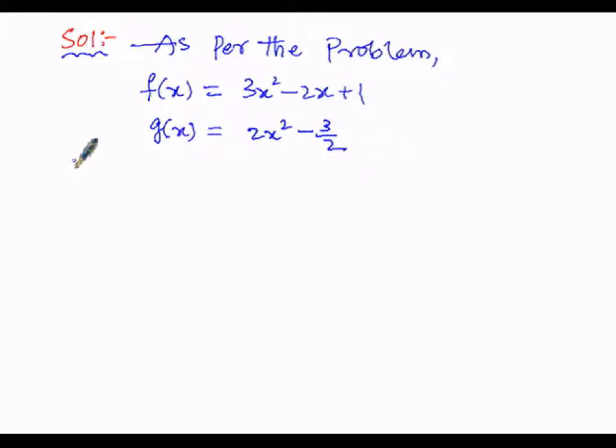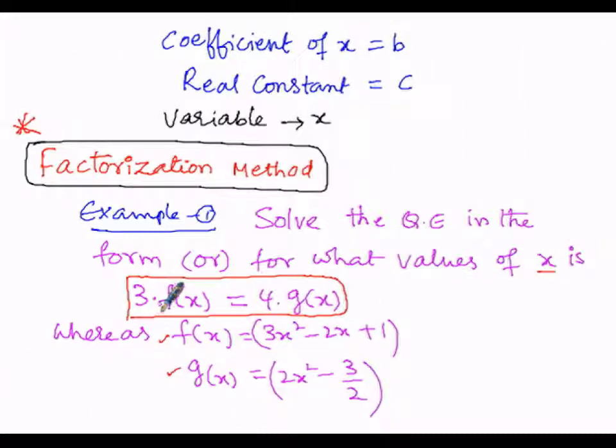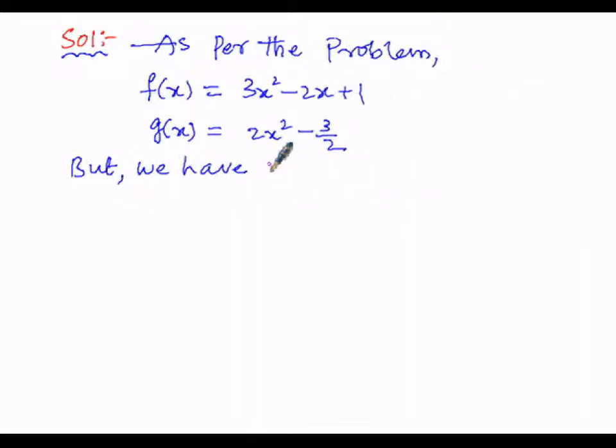As per the problem, the condition which is given for us is 3 into f of x is equal to 4 into g of x.